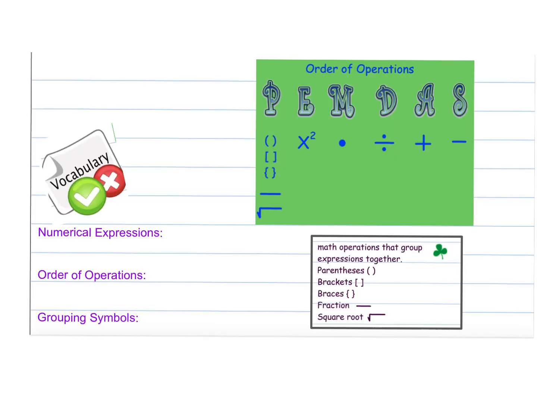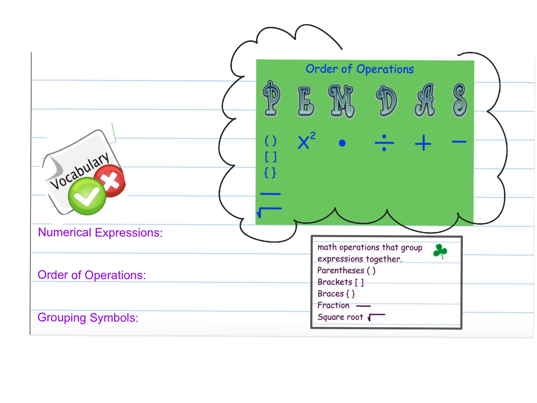I'm sure you have heard of PEMDAS before, but just to refresh yourself, please write this down of some sort into your notebook, however you want. The P is parentheses, E is exponents, M is multiplication, D is division, A is addition, S is subtraction. Remember, multiplication and division are going to be left to right, so they're basically the same step. And then adding and subtracting, also left to right. Those are the same step. We'll also look at that more closely in our examples.